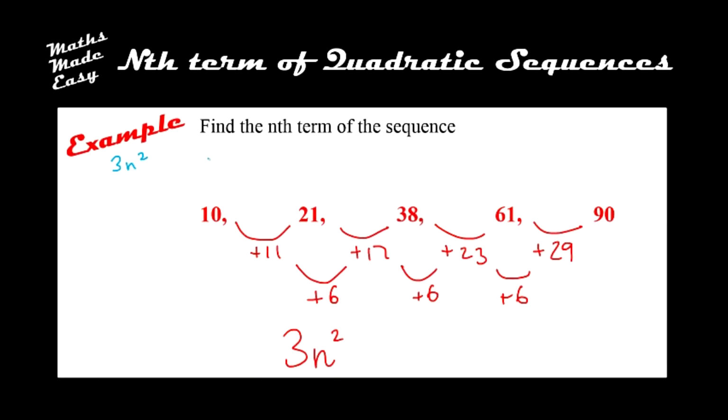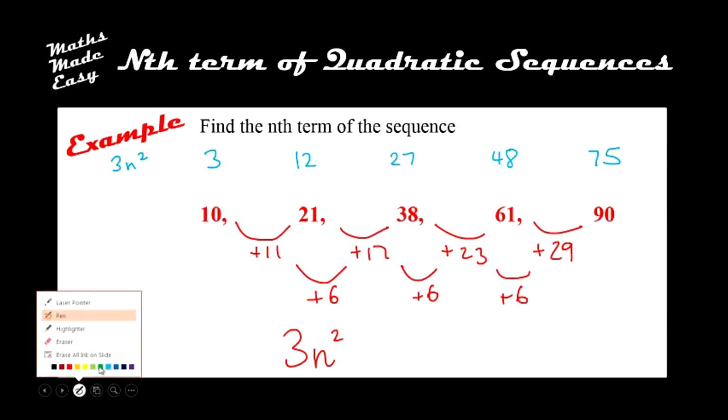So 1 squared, that's 1, times it by 3. 2 squared, that's 4, times it by 3, gets 12. 3 squared, and times that by 3, 27. 4 squared, and times that by 3 is 48. And then 5 squared times 3 is 75. So this is the 3n squared sequence. Now all I need to do is work out how to get from 3 to 10.